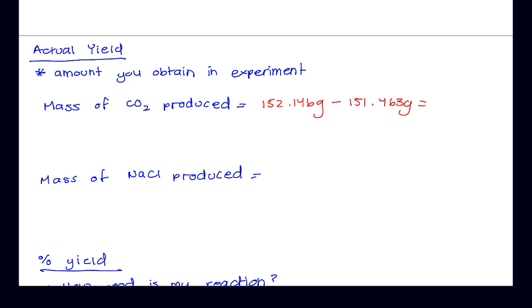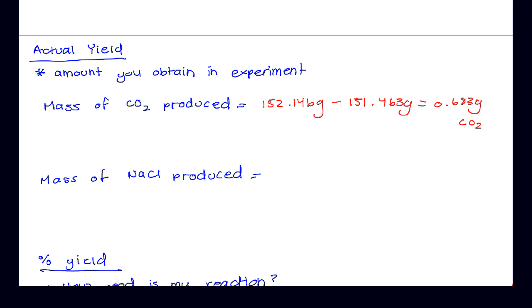Okay? So look at the two numbers. After your reaction, since some of the carbon dioxide gas escaped, that mass should be less after you run the reaction. If we subtract these two, we get 0.683 grams of carbon dioxide. So that's our actual yield from our experiment.